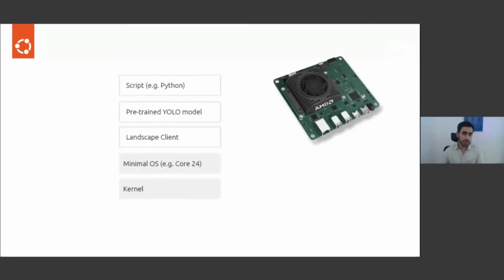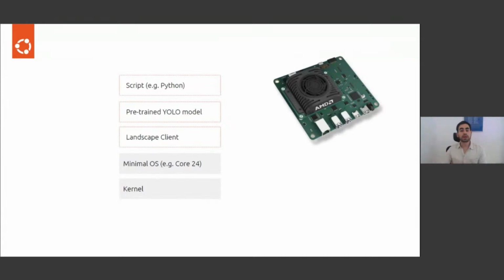For example, let's say that you're building your Edge AI security camera using AMD's KV260 vision board, that they recently released. If you already have your pre-trained model, you just have to package it as a snap to protect your IP, to protect the value of your training.